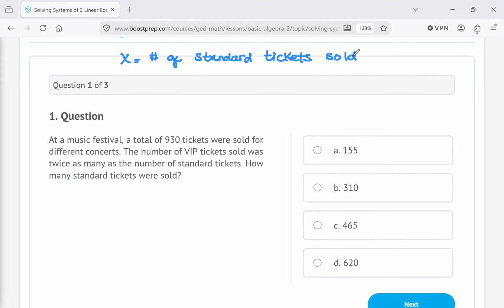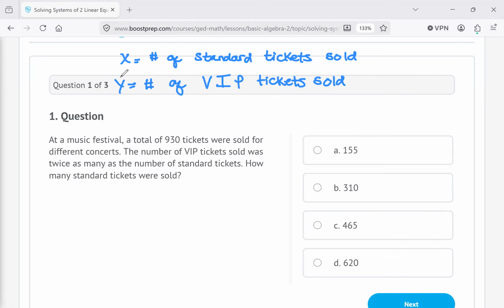Right? And then I'm going to use Y, and Y is going to be the number of VIP tickets. Okay. So yeah, you could use any letters you like. I just like X and Y. So X is the number of season tickets sold, and then Y is the number of VIP tickets sold.